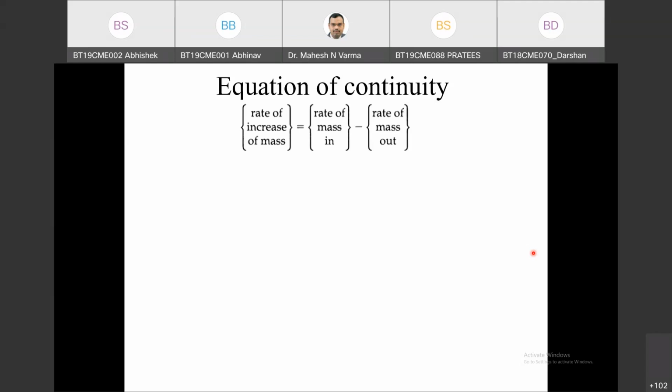Velocity and density. What is velocity into density? The velocity into density would be kg per meter square second. What is that? Flux. Yeah, flux.